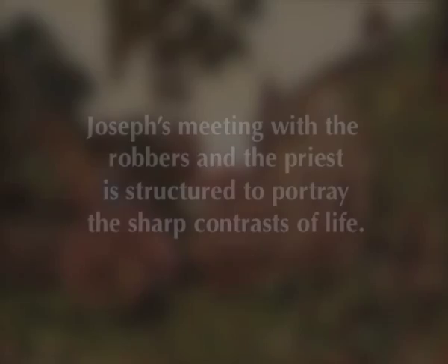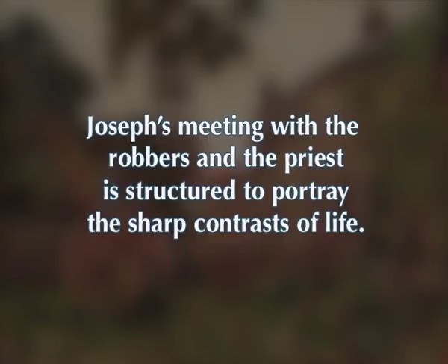The entire spectrum of the reality of human life, its vice and virtue, are all subtly revealed. Joseph's meeting with the robbers and the priest is structured as parallels to portray the sharp contrast of life. Fielding's extensive travels as a barrister on the Western Circuit had made him familiar with coaching inns.